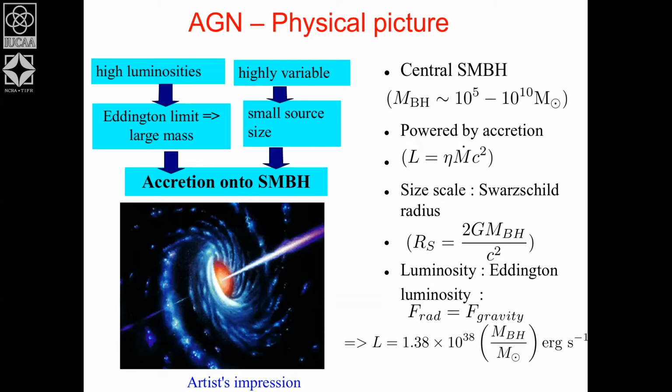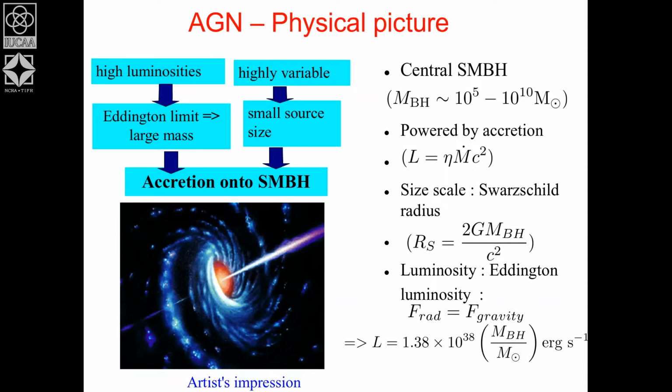But if the luminosity is high, it will exert a radiation pressure force, and that will try to throw out the material. And when you equate the outward radiation pressure force and the inward gravitational force, you derive a luminosity, something called the Eddington luminosity. And this Eddington luminosity is, of course, a function of the black hole mass. It is roughly about 1.4 times 10 to the power 38 ergs per second for a one solar mass object.